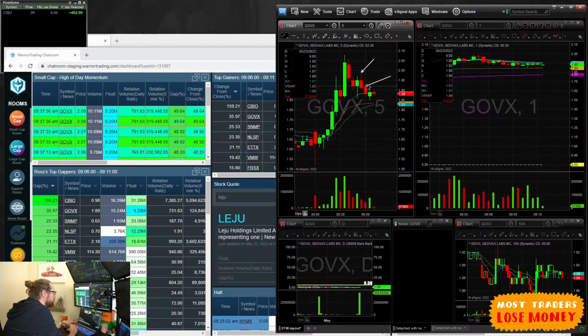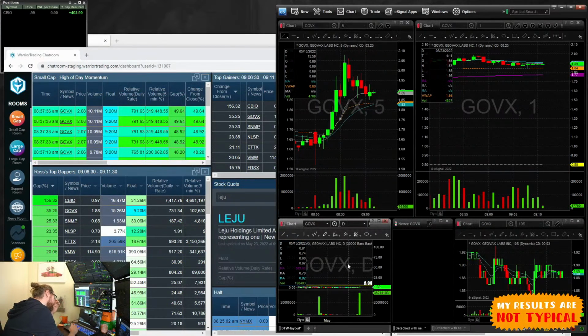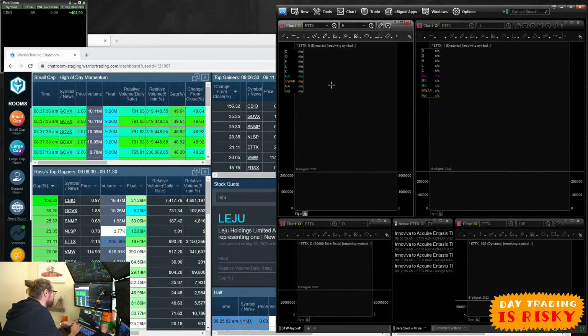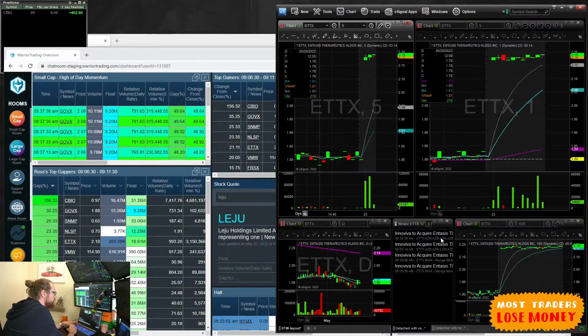This one was a double top. VWAP is down around this level here. It just feels like it's pulling back a little bit right now and doesn't look that strong. Maybe it picks back up. ETTX, I think someone said this is an acquisition. Yes, it is. So, an acquisition at approximately a 21% premium.